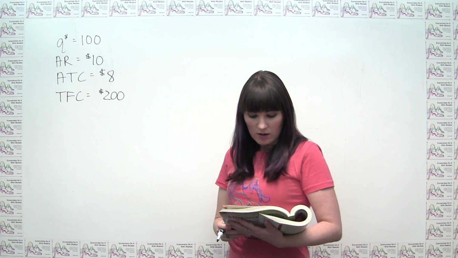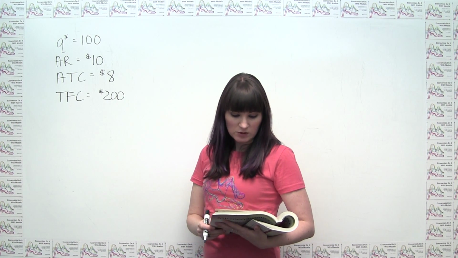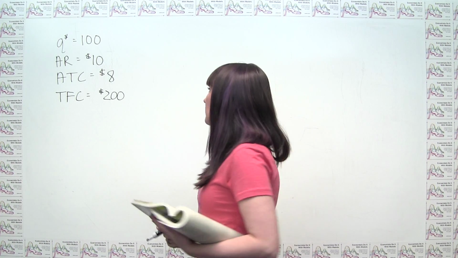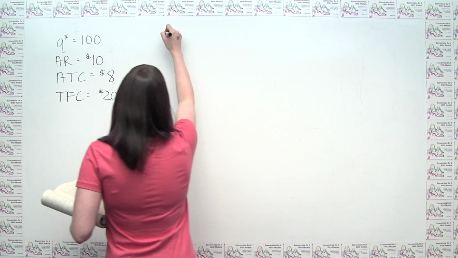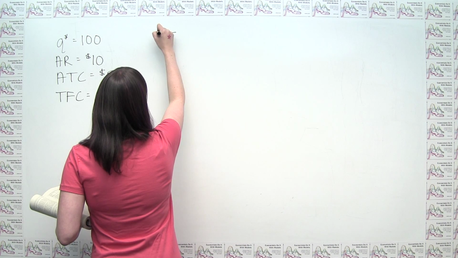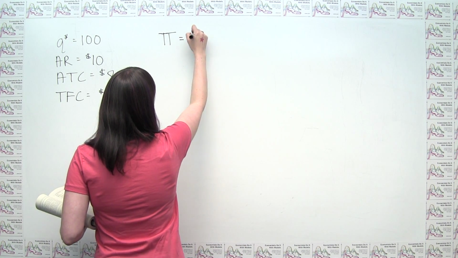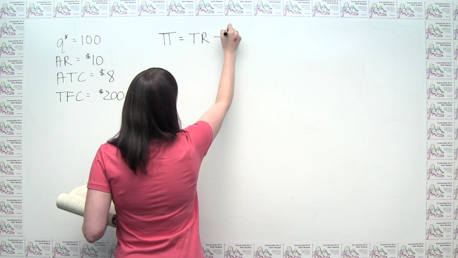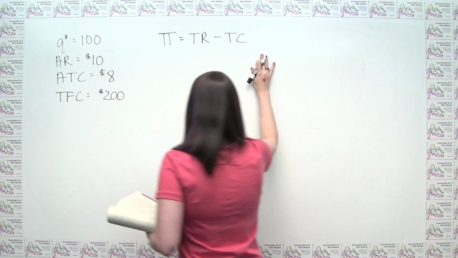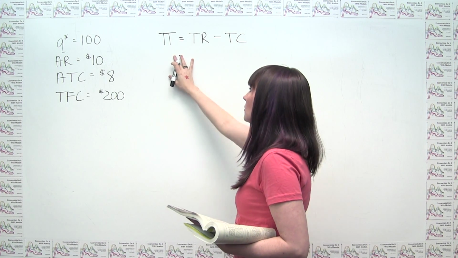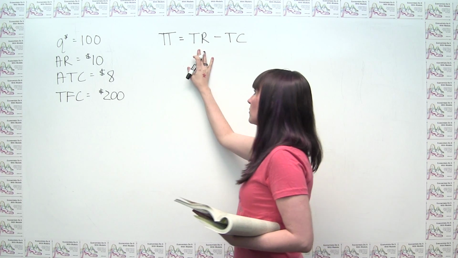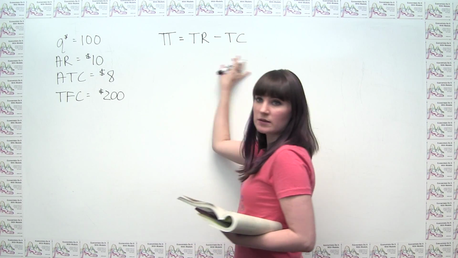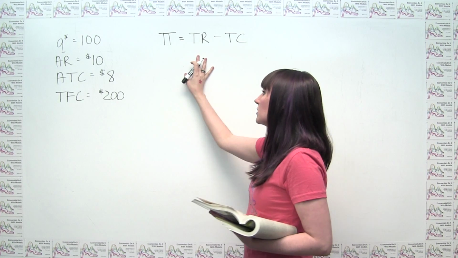So the first part of the problem says, what is the firm's profit? We could do this in a number of ways. The most basic is that profit is just equal to total revenue minus total cost. So we could go through and figure out, okay, what's total revenue, what's total cost, and we could subtract them. And that's totally fine.